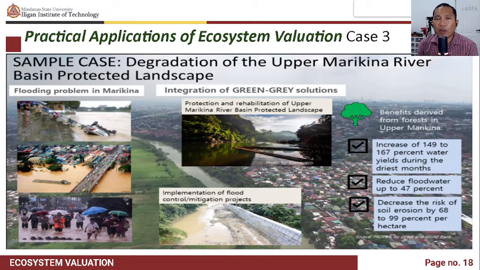The benefits derived from forests in upper Marikina would be an increase of 149 to 167% in water yields during the driest months. It could also reduce floodwater by up to 47% and decrease the risk of soil erosion by 68% to 99% per hectare.